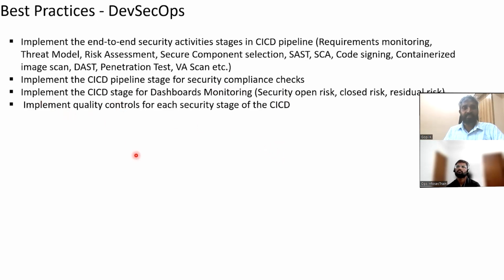Implement a CI/CD stage for dashboards, so that with centralized dashboards we can monitor how many activities we executed, how many are pending, what security risks are identified, and how many risks are closed and how many are open, all the details in one centralized place. Implement quality controls in each stage. Suppose we identify a certain number of critical or high-level issues, we need to analyze whether we can provide the approvals or stop the build, and follow such decisions accordingly.